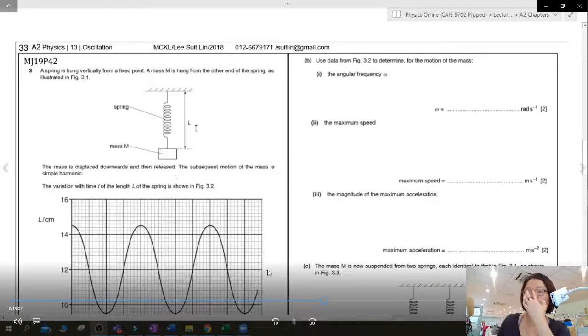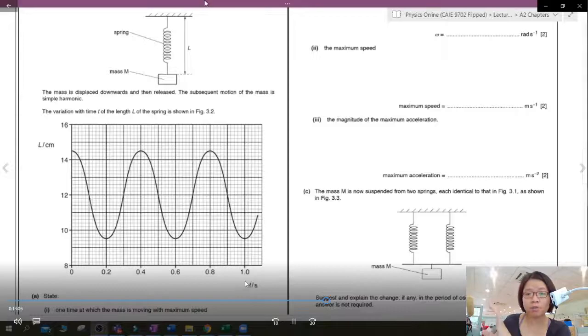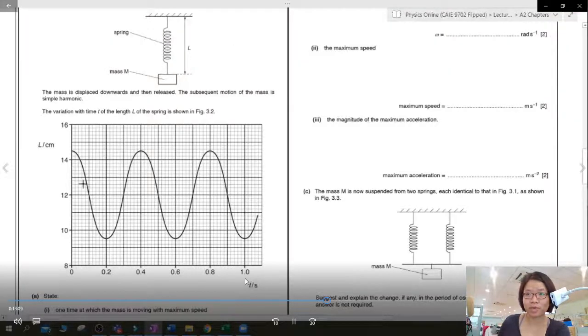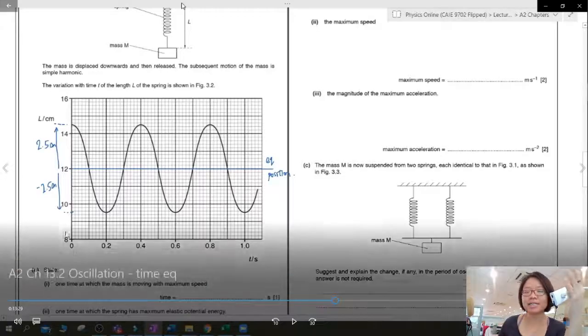You are given the variation of the length of the spring plotted against time. It's important to note that we didn't start from zero. The equilibrium position is actually midway between maximum and minimum, because the spring will always have length. Does that make sense? So this is the equilibrium position. Your amplitude here is 2.5 and negative 2.5. Once we identify the equilibrium position, we can easily tell what the amplitude is.